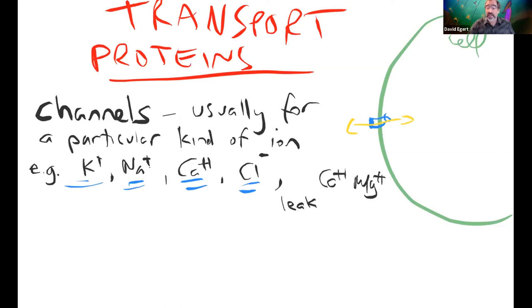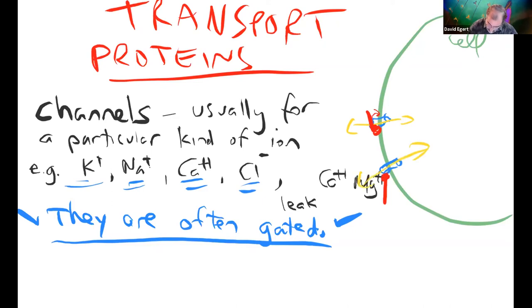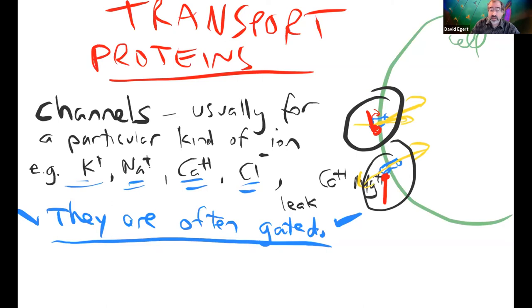Sometimes they are just open and let things move in and out depending on their concentration gradient. But they are often gated. Gated meaning that there is a gate. If the gate is closed, nothing goes through, and if the gate is open, stuff comes in and out. The gate can be closed or the gate can be open. And what kind of things control gated channels? There's a few different things that can control a gated channel.